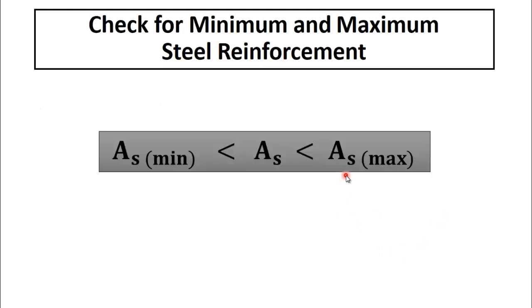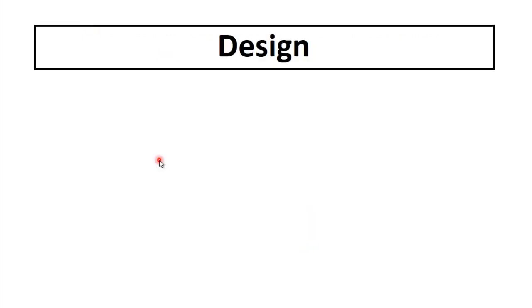The check for minimum and maximum steel reinforcement is satisfied if the steel area is less than AS maximum and greater than AS minimum, so the design will be okay and we will perform the next step. If this condition is not satisfied, if AS is greater than AS maximum, you have to revise your design, and if AS is less than AS minimum, you have to use the AS minimum for further design.